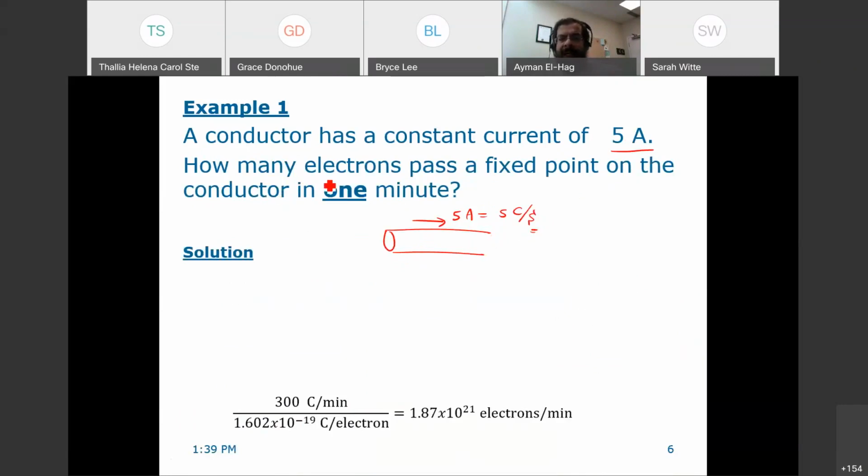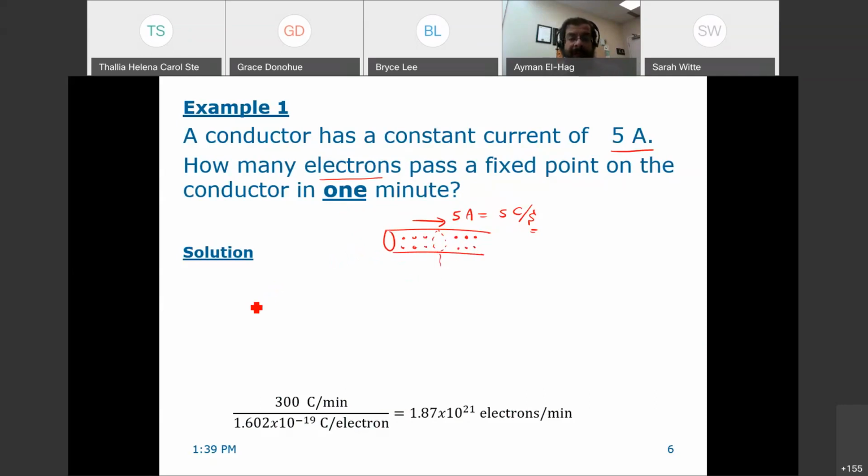It says how many electrons pass a fixed point. So if we have here a fixed point as reference, we agreed the current is nothing but the flow of electrons. So the electrons will be flowing through this fixed point. We want to know in 1 minute how many electrons will cross this reference point.